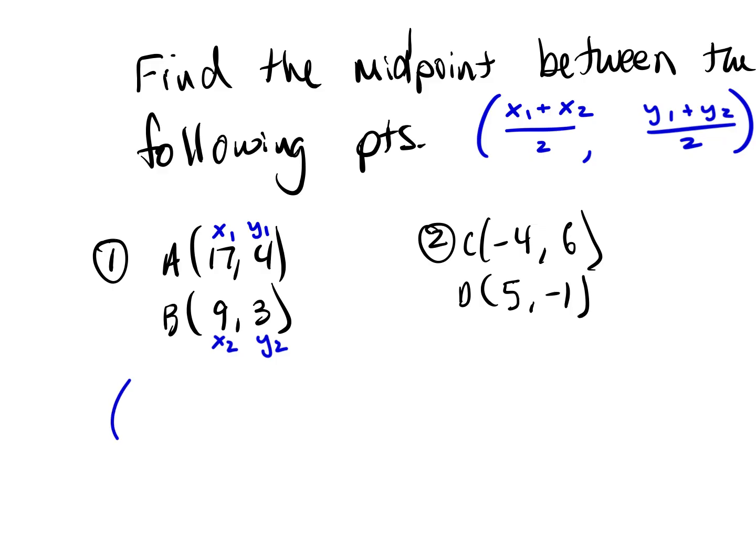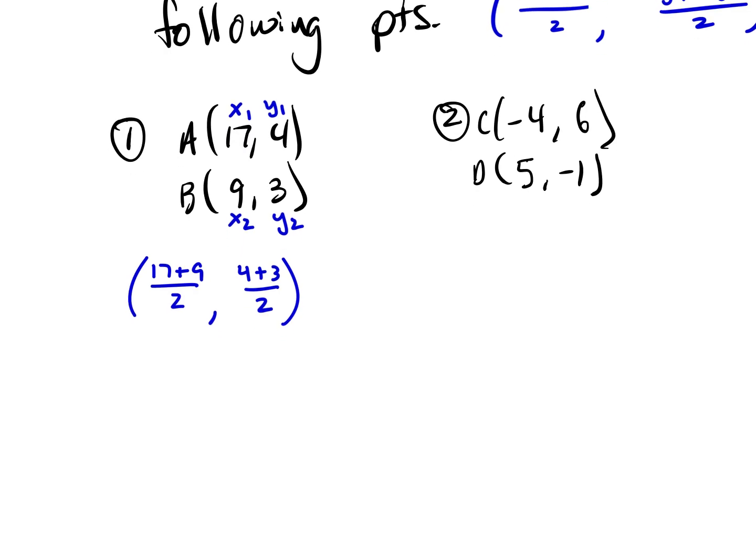So when we plug it in to find our midpoint, x1 plus x2 would be 17 plus 9 over 2. And then y1 plus y2 would be 4 plus 3 over 2. What's 17 plus 9? So 26 over 2. What would 26 over 2 simplify to? 13. Perfect. So our x value is 13.